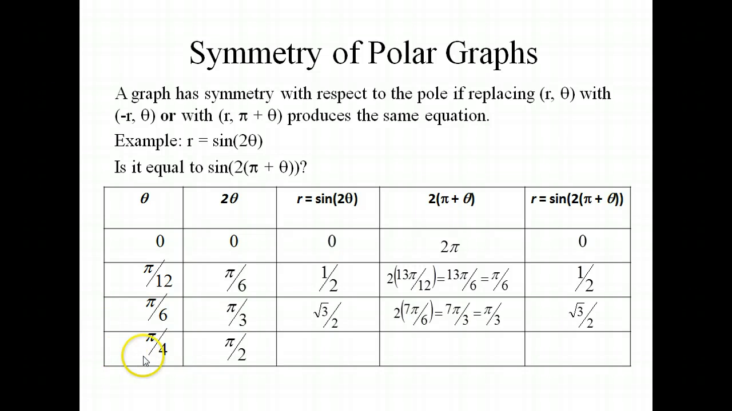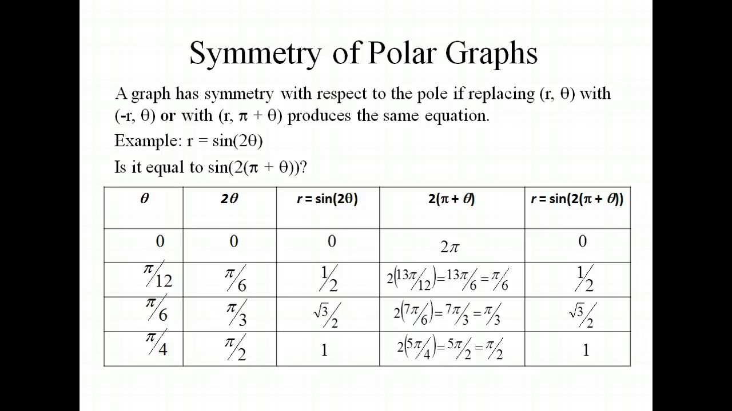Let's try one more. So we have pi over 4. Double that, and you get pi over 2. And then the sine of pi over 2 is 1. Starting again with pi over 4, we're going to take pi plus pi over 4, which gives us 5 pi over 4, and double it, and that simplifies to 5 pi over 2, which is coterminal with pi over 2, which is going to give us a sine of 1.